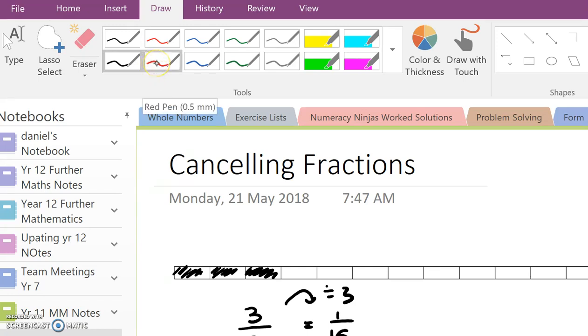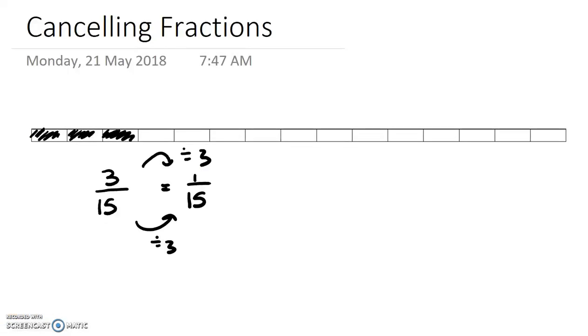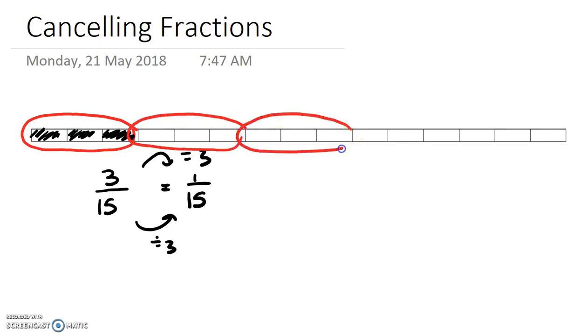So that's a group of 3, yeah? Okay, let's create another group of 3. Another group of 3. Another group of 3. And another group of 3. How many groups of 3 do I have? 5. I have 5 groups of 3.